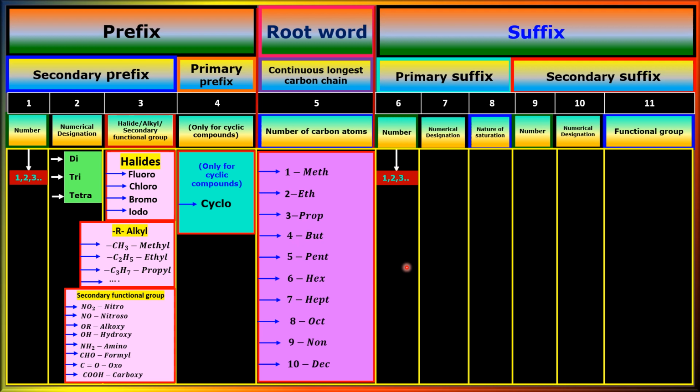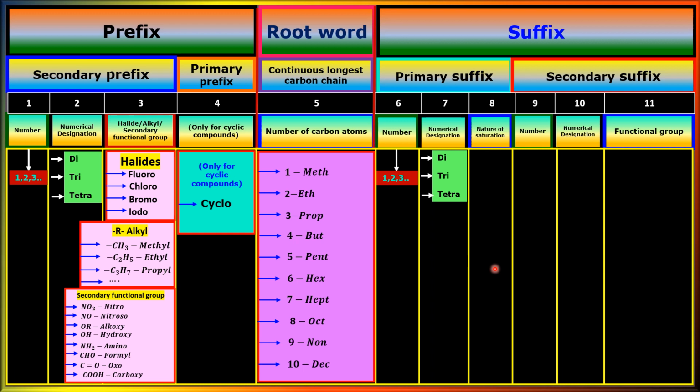Again, numbers. In this case, in the primary suffix, number is nothing but number prefix. It denotes to which carbon atom the multiple bonds are attached. Next, numerical designation. If a compound contains more than one double bond or triple bond, at that time numerical designations are used. If two double bonds or triple bonds are there, at that time di, tri, tetra, etc.